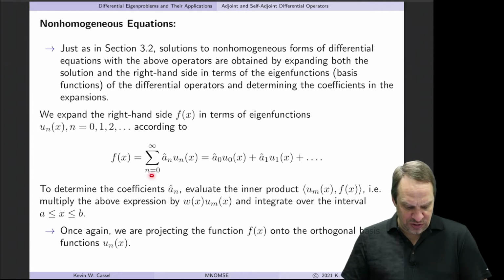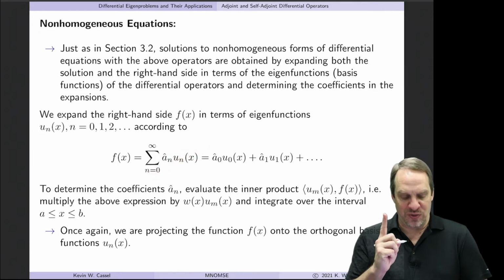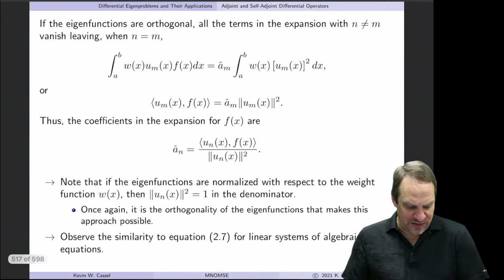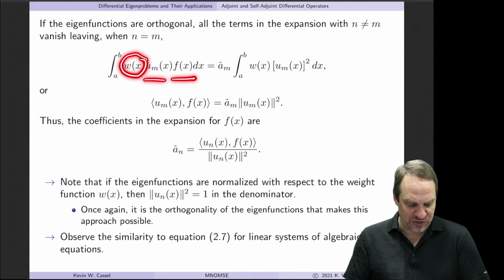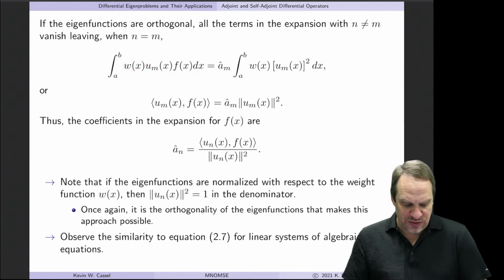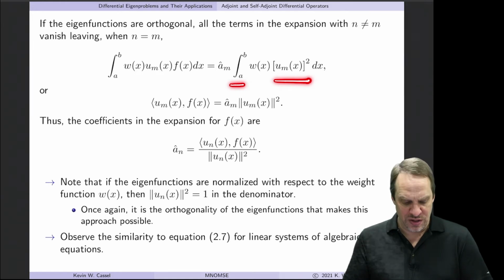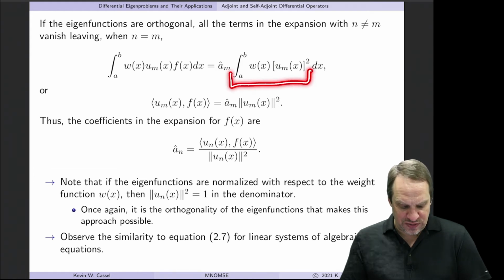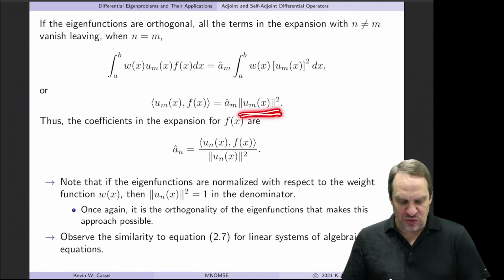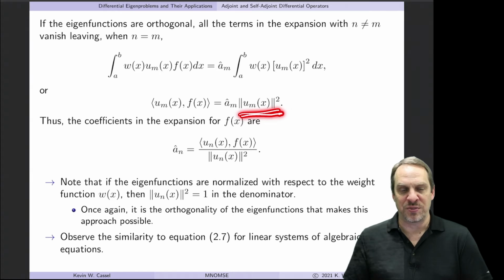So in that way, all of these terms go away except for that one term. So we then have the inner product of u sub m with f of x, always with respect to the weight function, is equal to a sub n hat, those are the coefficients that we're looking for, times the integral of u_m with u_m. That's the inner product of u_m with itself, so u_m squared, again with respect to its weight function. Well, this is simply the square of the norm of our eigenfunction u sub m.